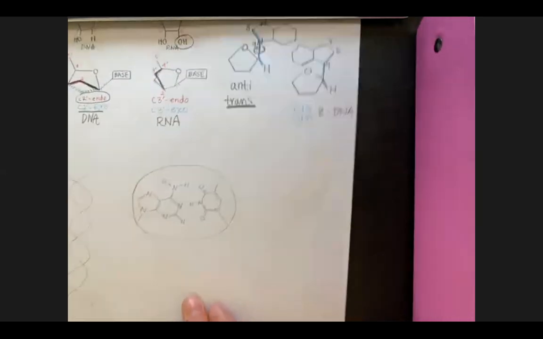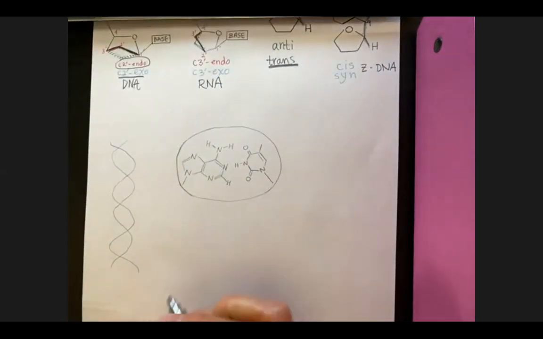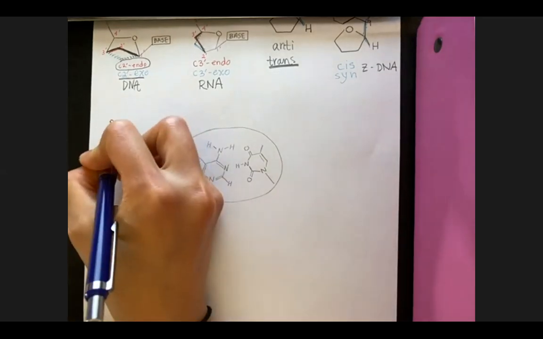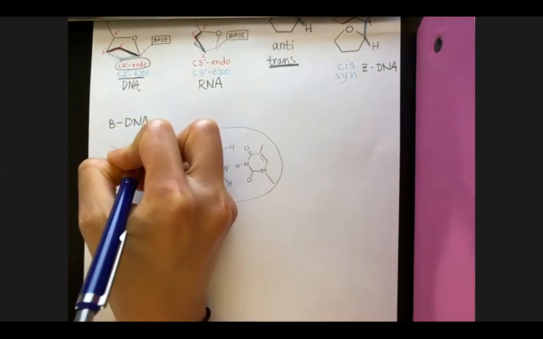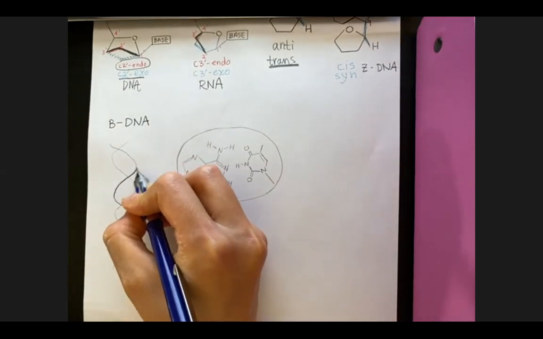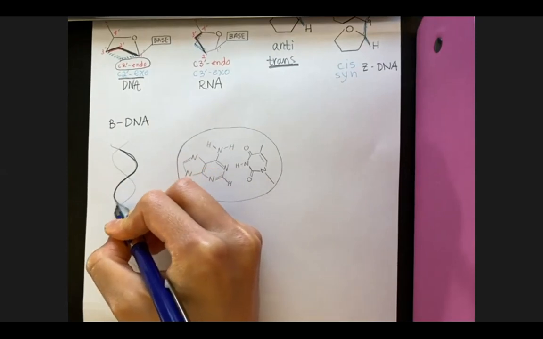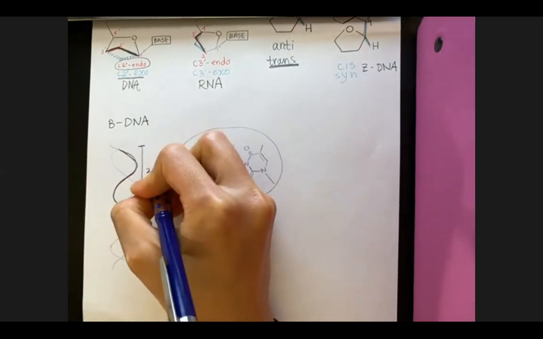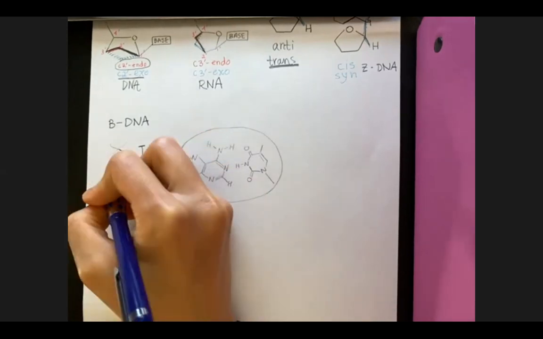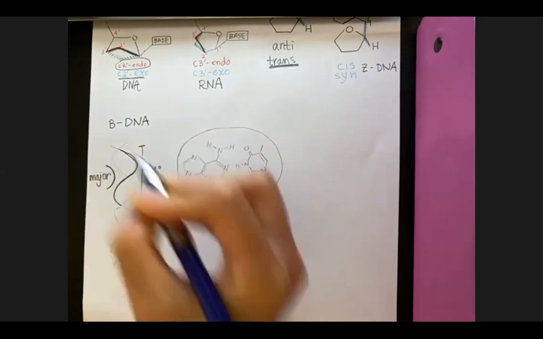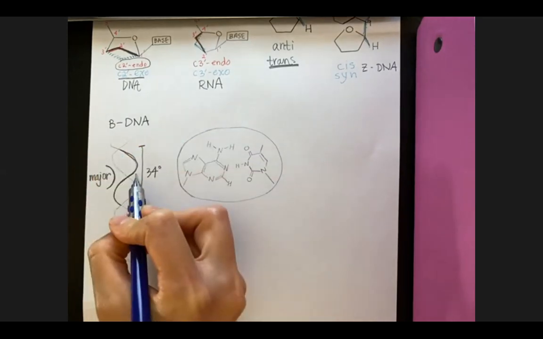The different structures now. So I'll start with B-DNA, and here I've drawn a helix. So each turn of the helix, so this will be one turn, is 34 angstroms, and then here will be the major groove, and then here will be the minor groove.